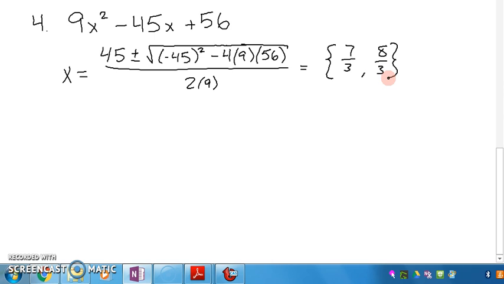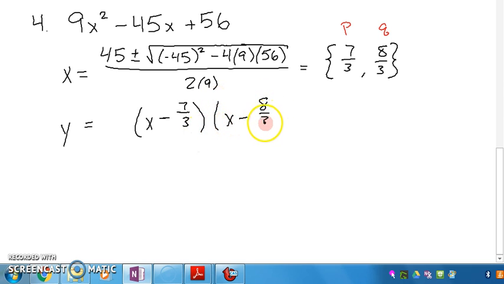Now from here, I have the x-intercepts. In intercept form, I'm going to have y equals, and I want the x-intercepts. Remember, these are now p and q. If we look, this can be p and q. So x minus p, 7 over 3, times x minus q, 8 over 3. And we're going to use a as we had before. So this a here is going to come from this a. So here is your final answer.